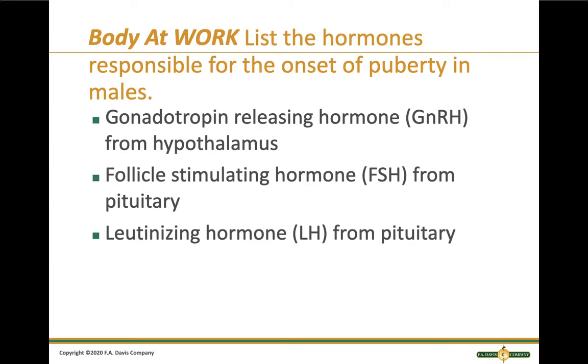Next, we need to know the hormones responsible for the onset of puberty in males. So the first one is gonadotropin-releasing hormone, or GnRH, from the hypothalamus, which is going to go to the pituitary and cause the release of follicle-stimulating hormone, or FSH, from the pituitary, and luteinizing hormone, also from the pituitary. So the follicle-stimulating hormone goes to the testes, tells them to produce sperm. The luteinizing hormone goes to those interstitial cells and tells them to produce testosterone. Then testosterone will cause all the secondary effects like enlargement of the gonads, facial hair, axillary and pubic hair, deepening voice.